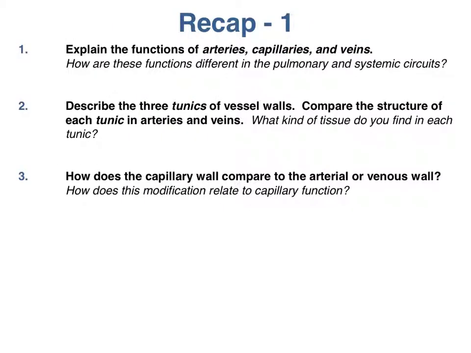After studying the vessel structures, you should be able to answer these 3 recap questions. Go ahead and try it now, from memory. For the first one, think about whether they're carrying oxygenated or deoxygenated blood, and think about what type of gas exchange is happening in the capillaries in the lungs versus the capillaries in the other tissues of the body. For question 3, think about what happens at the capillary bed, and ask yourself this: will you get better gas exchange through a brick wall or through a sheet of paper?